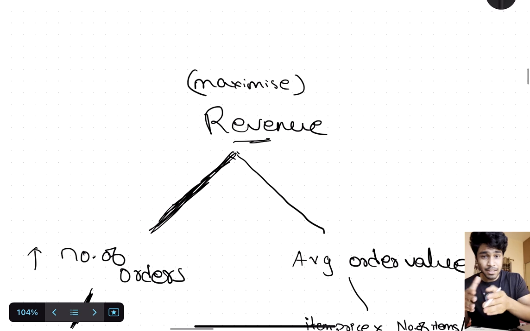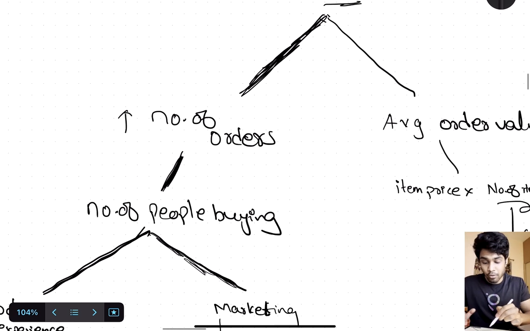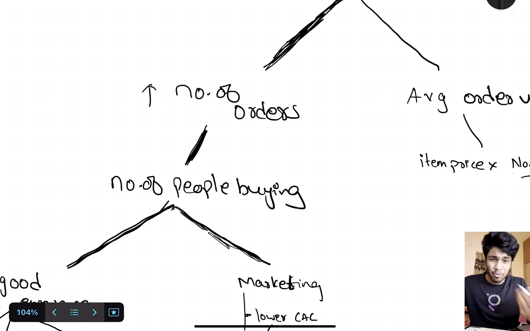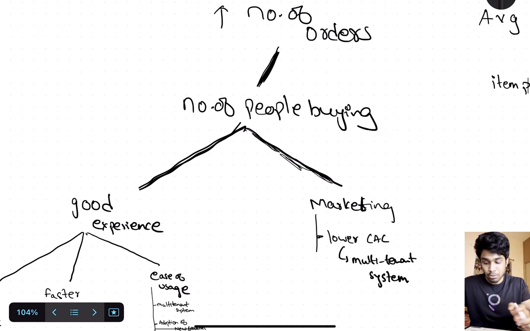Basically, we'll split this into an issue tree and see what factors are being affected. What is revenue? Basically, it is number of orders times the average order value, right? If the number of orders is more and the average order value is more, the revenue will be more. So our goal is to maximize revenue. Remember that. Now we're going to split the number of orders. What is number of orders? It's the number of people buying on Swiggy, and that again gets divided into two things. People buy more because they're having a good experience on this platform compared to other platforms, and the second is if the marketing is good.